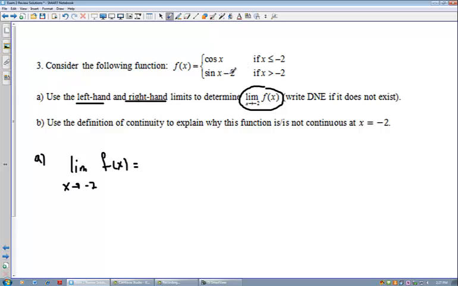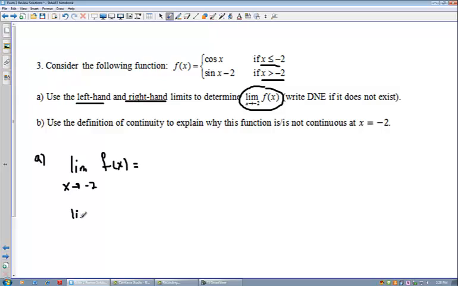Now cosine of x and sine x minus 2, these are nice and continuous functions, so the only thing we have to worry about is what basically happens here at negative 2. Do they match up? Do they not match up? If they don't match up, this limit will not exist. If they do match up, then the limit will exist.